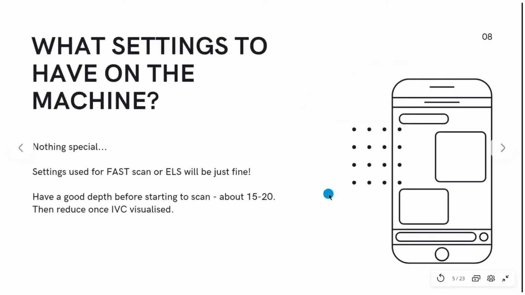What settings to have on the machine? Well, it's nothing special really. Use the settings that you use for FAST scan or ELS. Have a good depth before you start to scan, about 15-20 centimeters, and then reduce your depth once you have visualized the IVC.